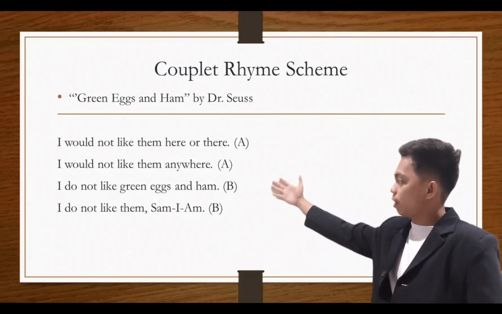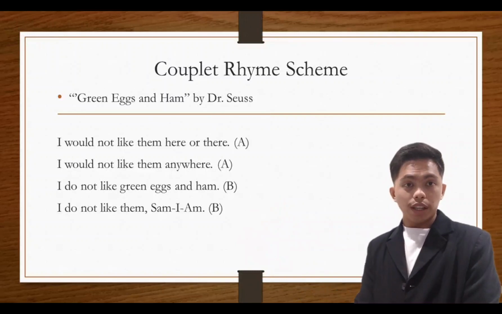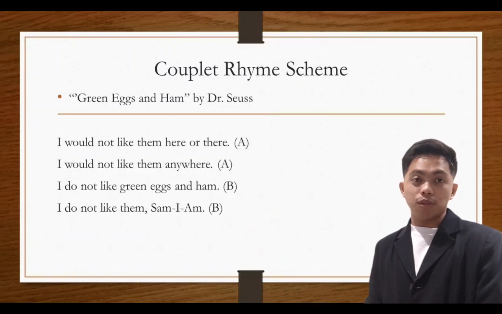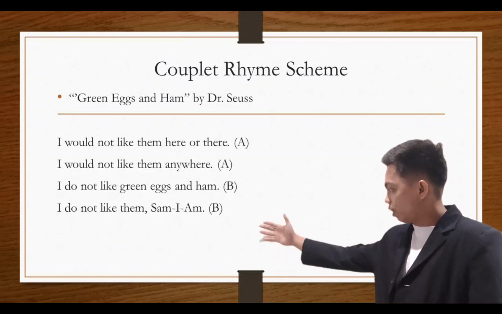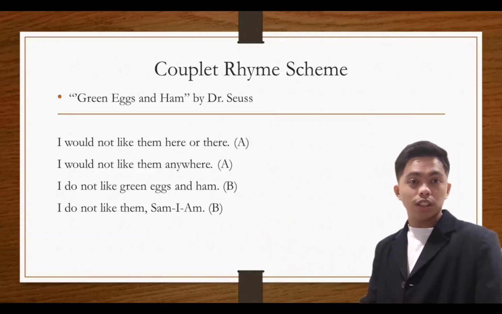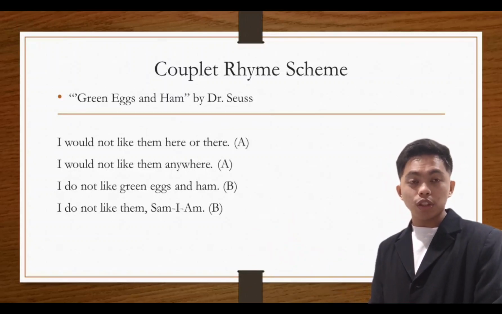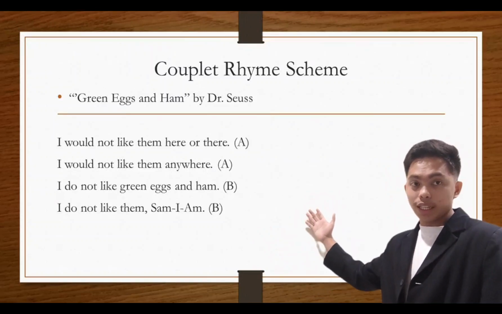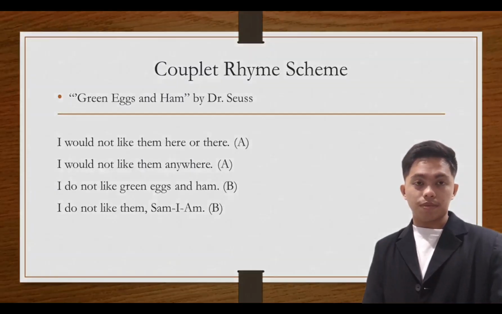So, the first and second line uses the words there and everywhere, which rhyme with each other. Okay, so the third and fourth line uses the words ham and am, which also rhyme with each other. Okay, so this type of poetry uses a couplet rhyming scheme.